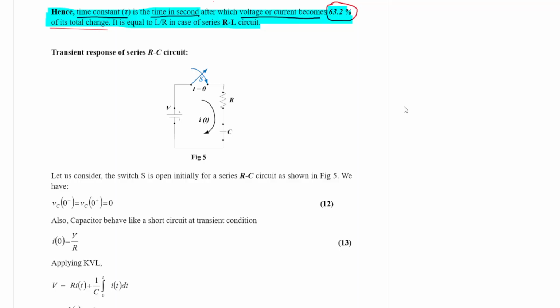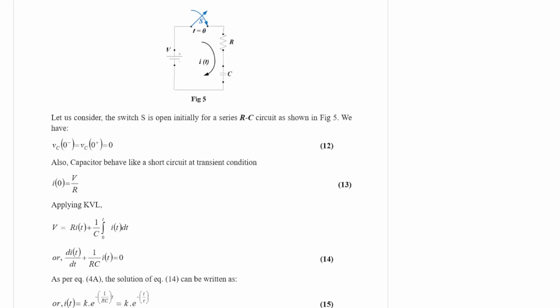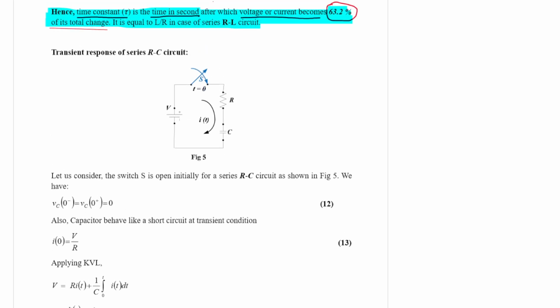Welcome friends. So let us continue our discussion on transient response for series RC circuit. So this is a circuit for series RC circuit that is excited by a DC voltage source of magnitude V. Initially switch S is open and it is made close at t is equal to 0.